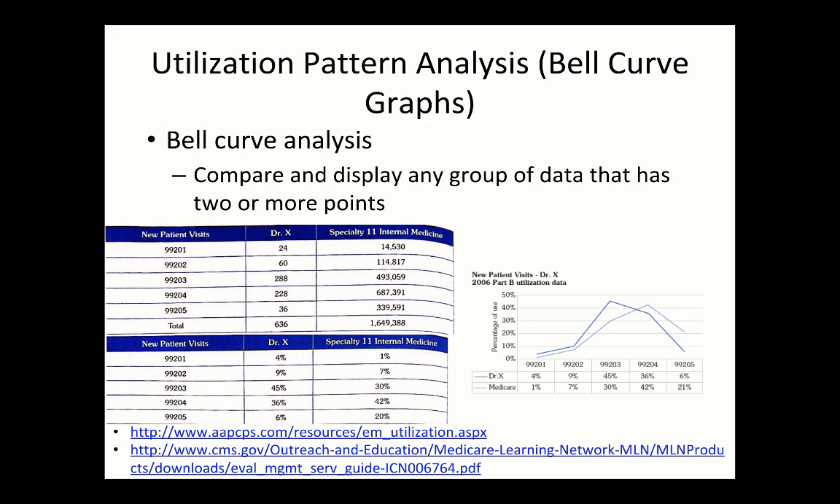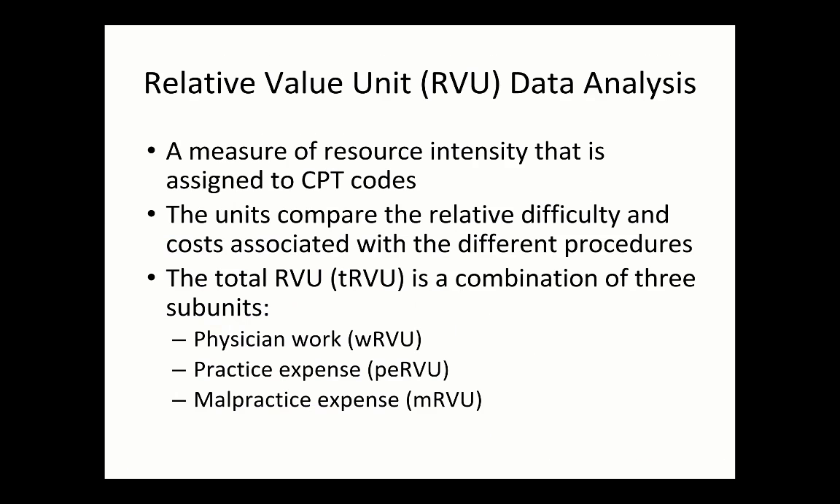The second link is to the CMS webpage, where there is a detailed description of the E&M codes, particularly related to the differences between each of the types of patient visits. There are specific objectives a patient visit must meet in order to be placed in a particular category.